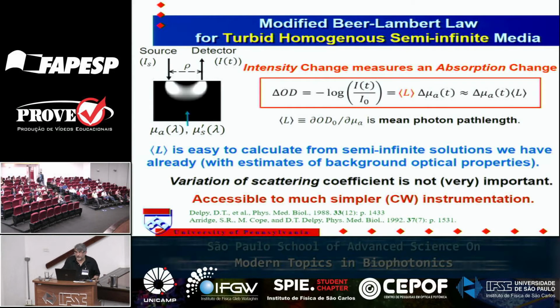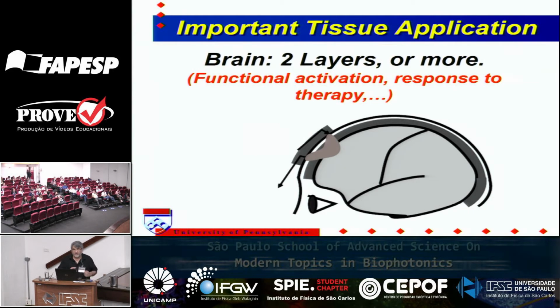And so, for a brain problem, for tissue applications, you can think of the medium as semi-infinite, which is what I did when I showed you the data earlier. But you can also realize that there are layers. At least you could say that there are two layers, an extracerebral layer and a cerebral layer. I'm going to shine light, and it's going to go through both of them, and I want to look at the changes. Can I apply this same idea in that case? And the answer is that you can.